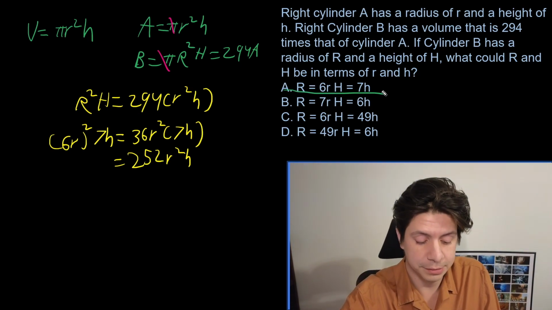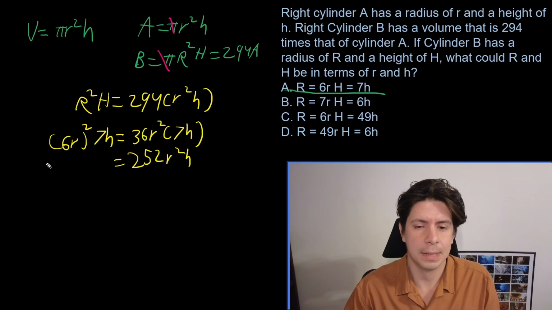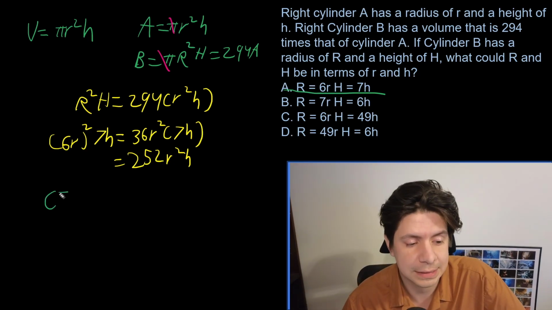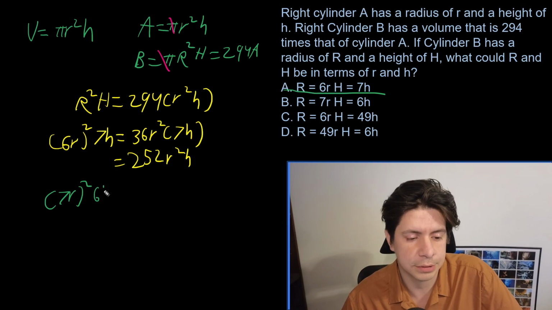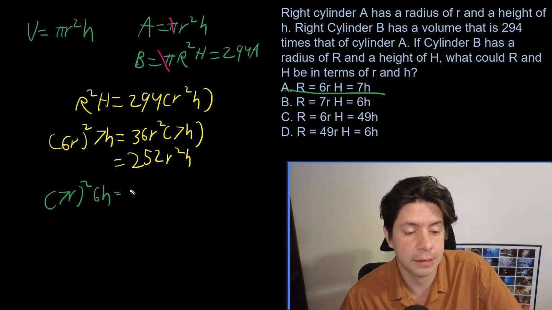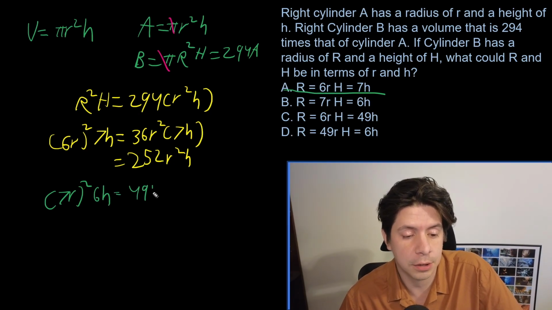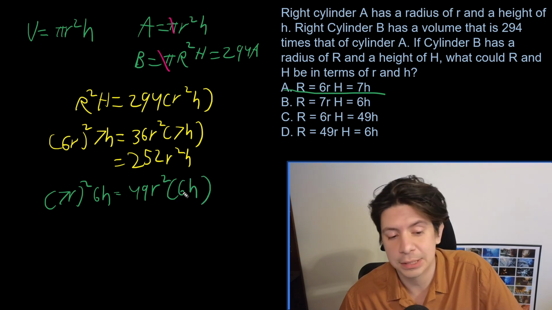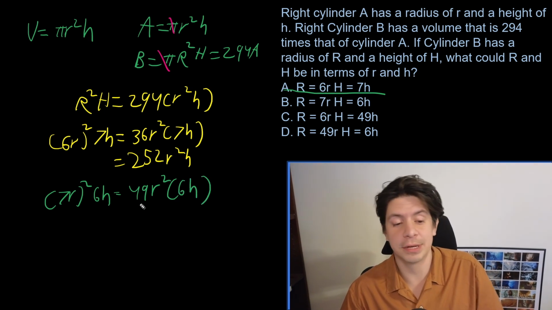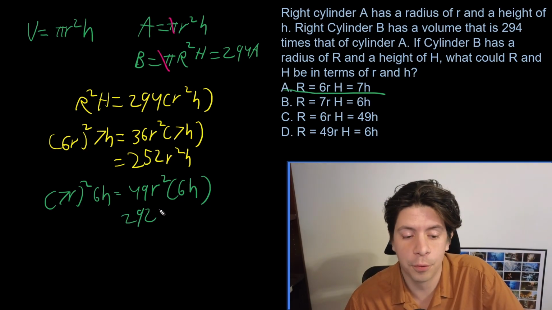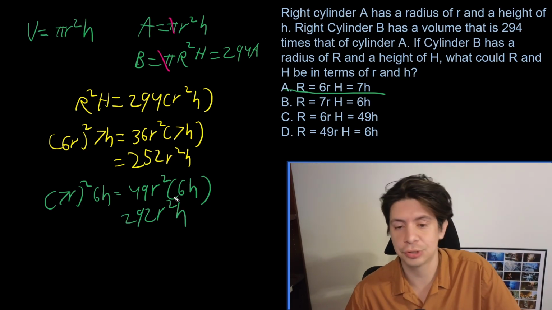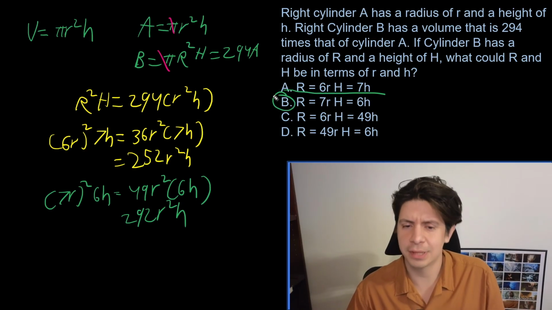Then we could do B. Plug in there, and we'll get 7r squared times 6h, which is 49r squared times 6h. Now 6 times 49 is 6 times 50 minus 6, so that's going to be 294r squared h, and that is our answer right there, B.